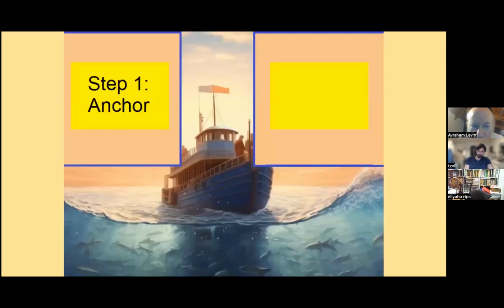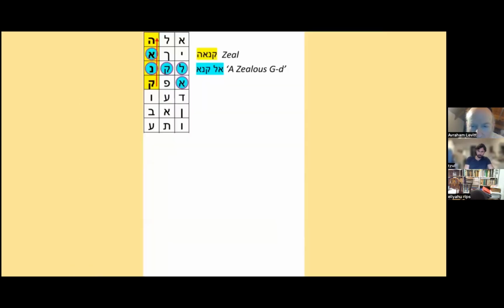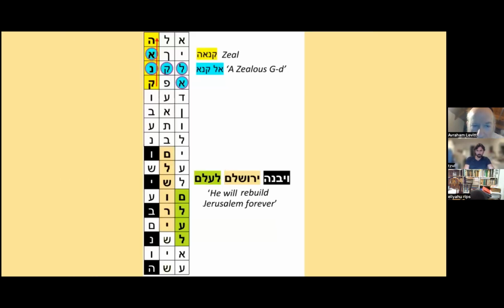So that's our step one. That's our anchor, is the word zeal. And we find it in code echoing itself. Zeal vertically in yellow, and a zealous God in the beginning of the 10 Commandments. So we anchor here. We look for treasure right here. And there it is. He will rebuild Jerusalem forever, encoded in an extremely dense area, right next to where the lightning struck.